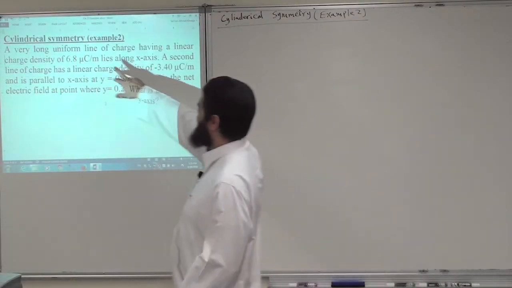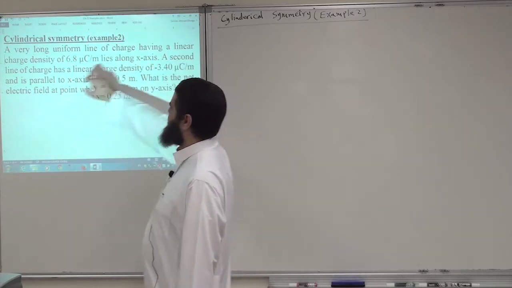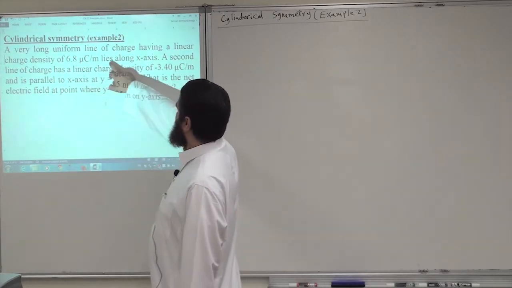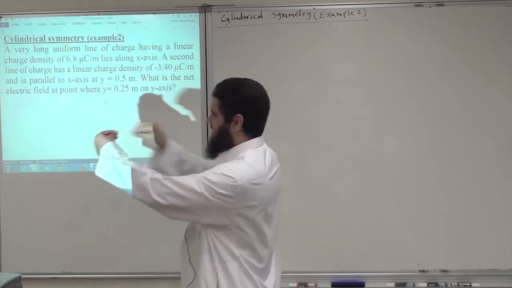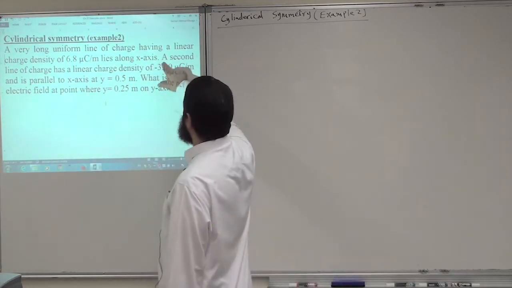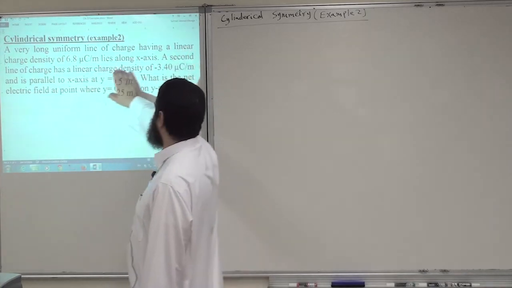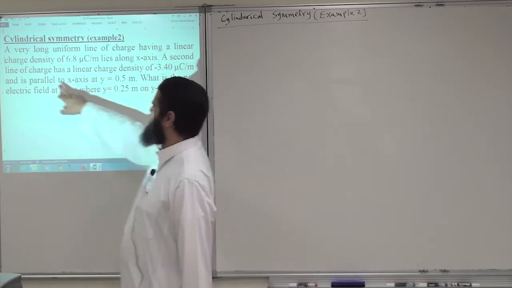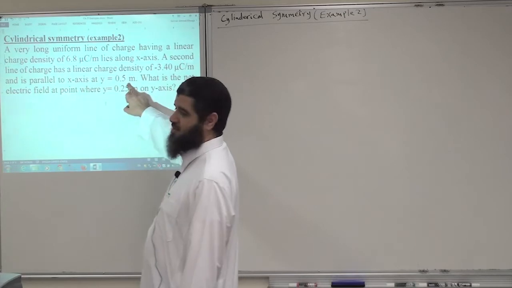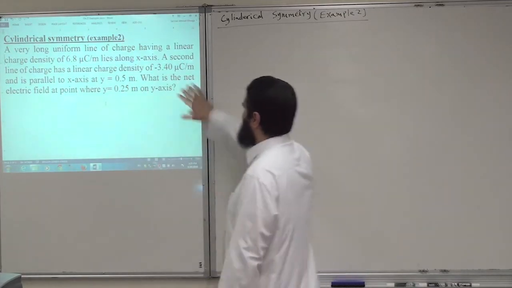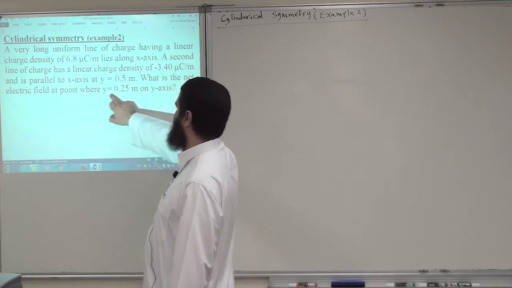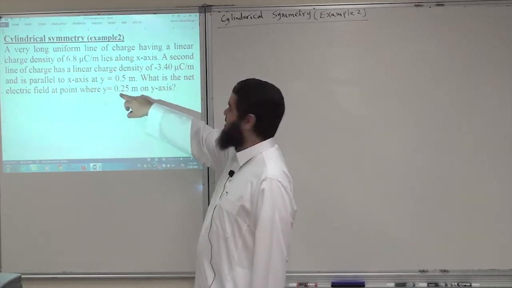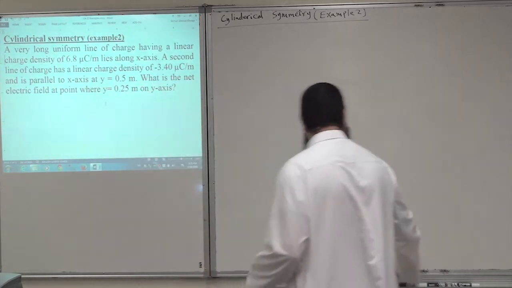We have a very long uniform line of charge having a linear charge density 6.8 microcoulomb per meter. It is positive charge density. It lies along the x-axis, sitting along the x-axis, y equals 0. A second line of charge has a linear charge density of, it is negative now, minus 3.4 microcoulomb per meter, and is parallel to the x-axis located at y equals 0.5 meter. We want to find what is the net electric field at a point where y equals 0.25 meter on the y-axis, meaning that it is midway between the two line charges.